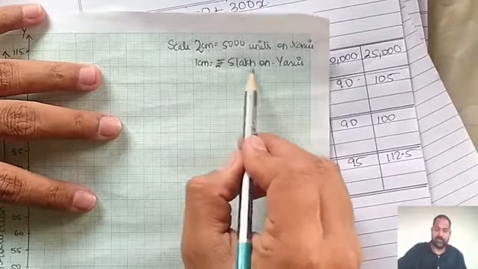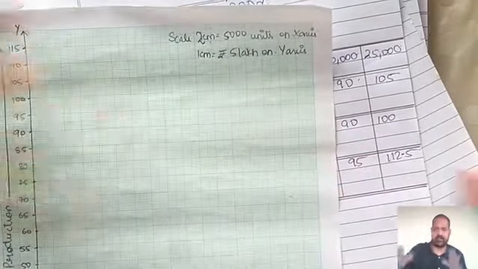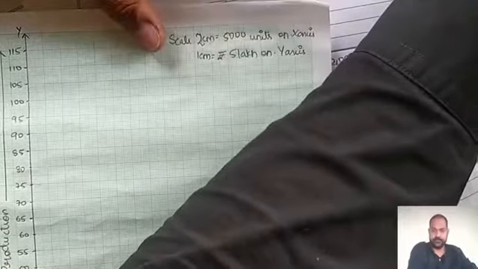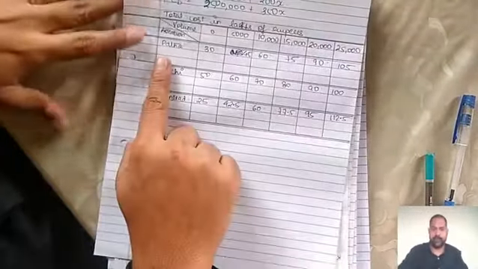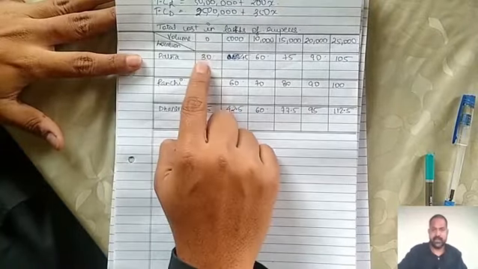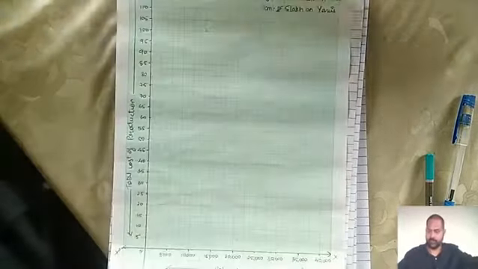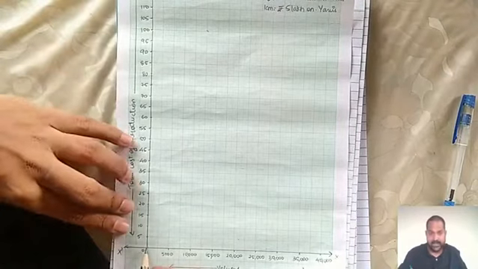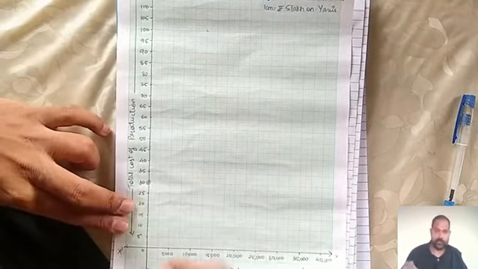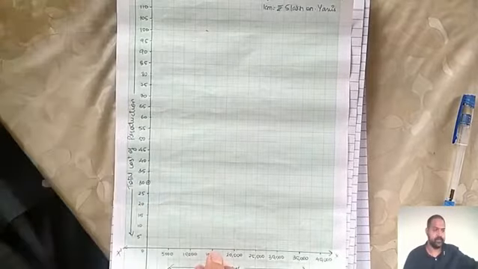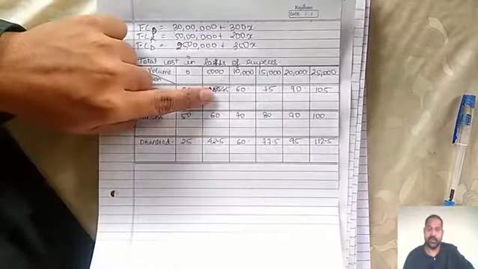So 1 centimeter is rupees 5 lakh on the y-axis. Done. Let me unzoom it for you. Let's begin the plotting then. Let's start with Patna. At 0 units, the cost is 30 lakh rupees.